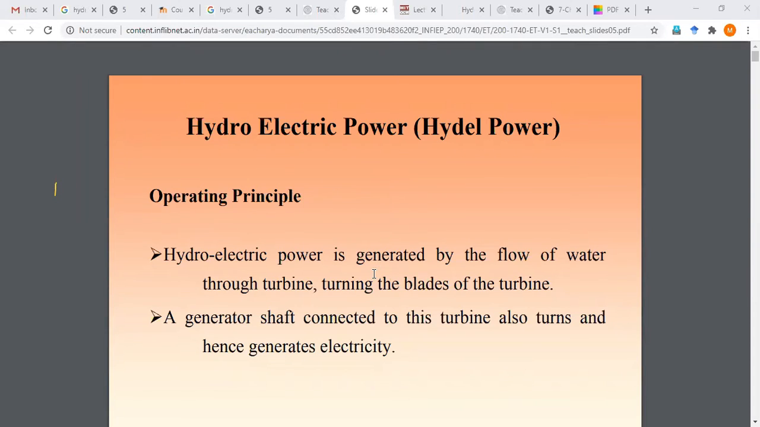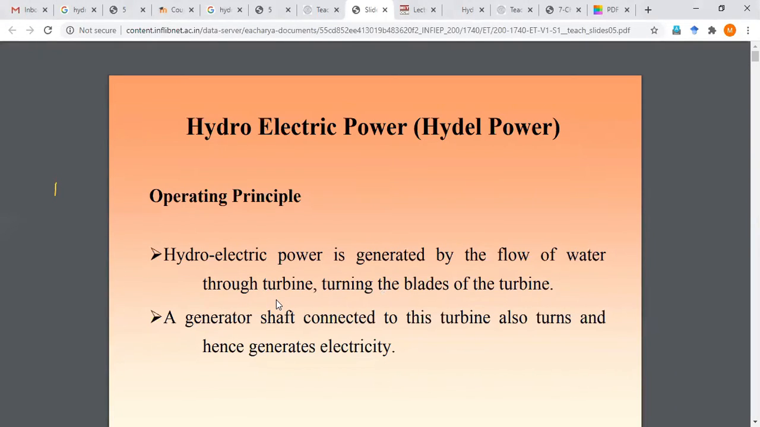First of all, let's see the operating principle of a hydroelectric power plant. Hydroelectric power is generated by the flow of water through a turbine, turning the blades of the turbine. The water is stored in the reservoir, and that stored water has potential energy. When we release that water through the penstock, the potential energy is converted into kinetic energy, and with the help of the turbine, that kinetic energy is converted into mechanical energy.